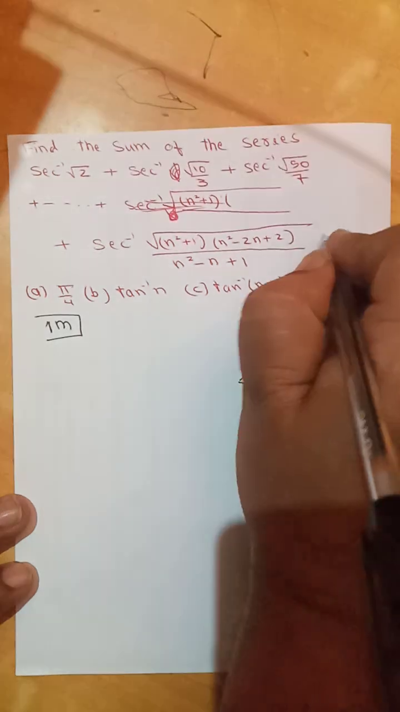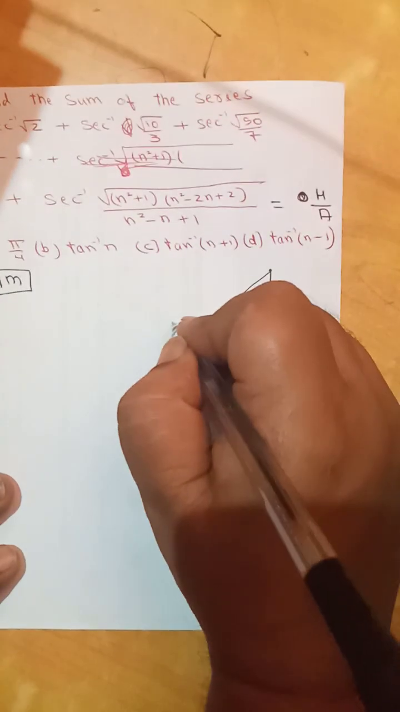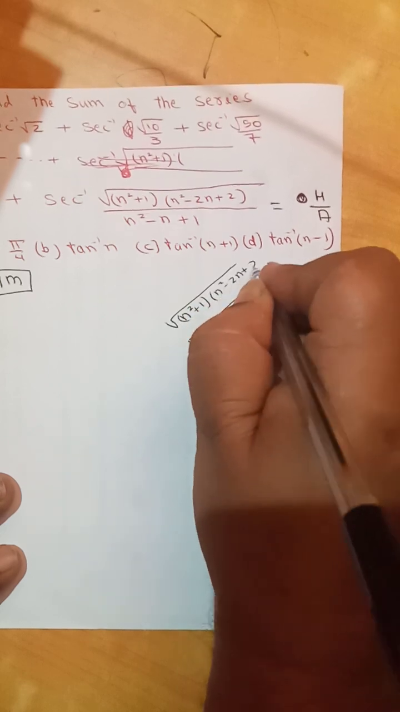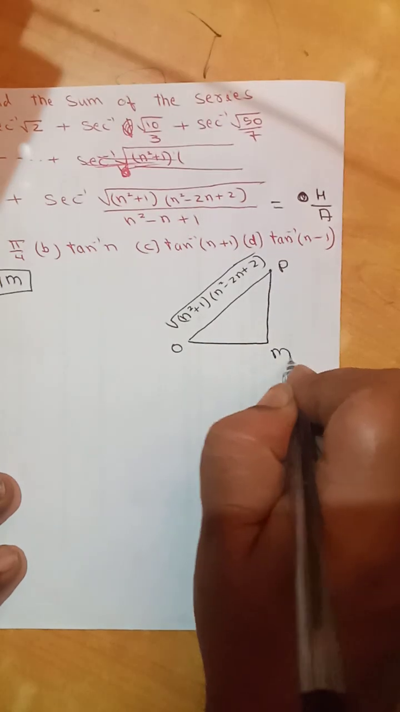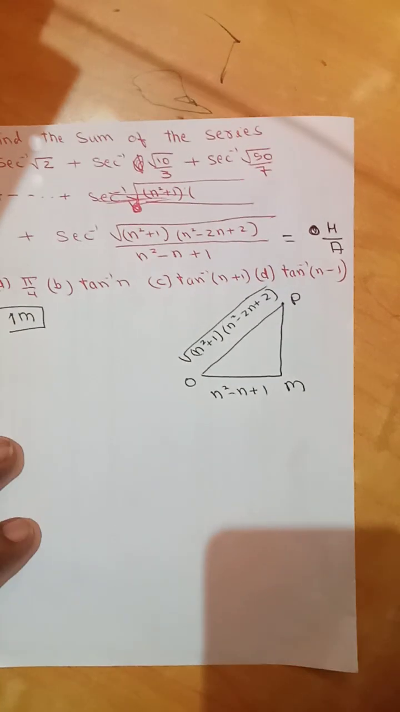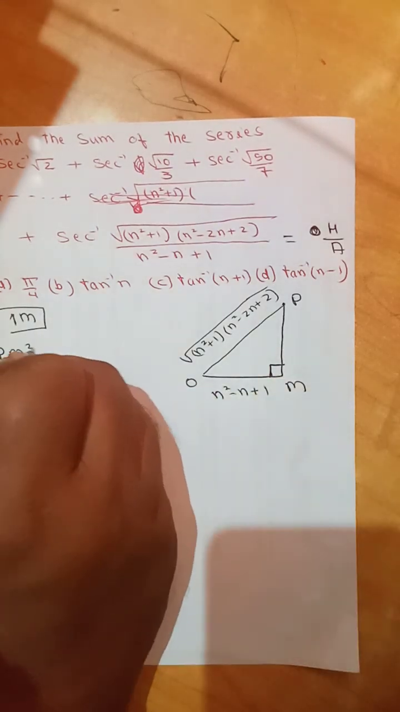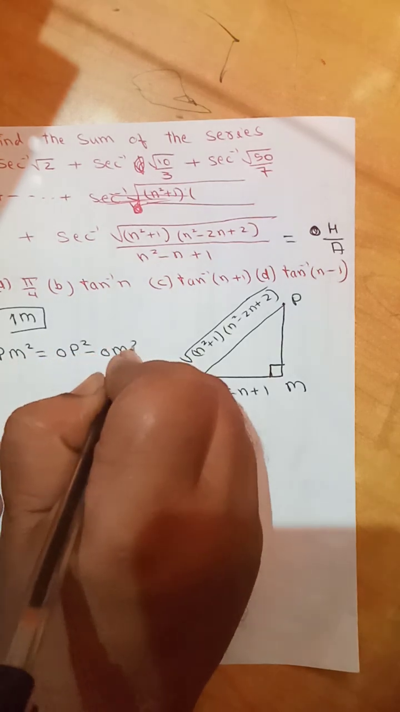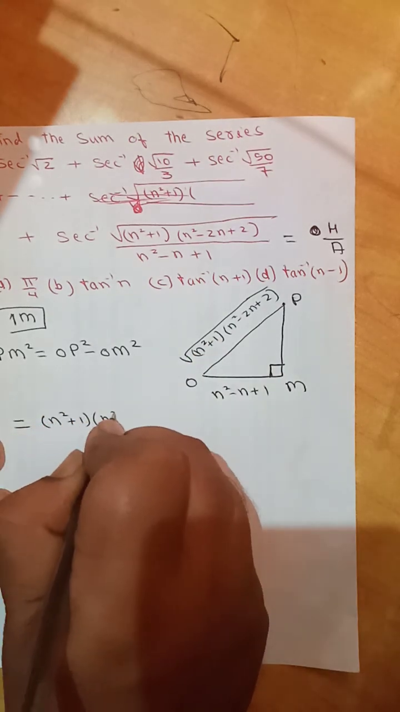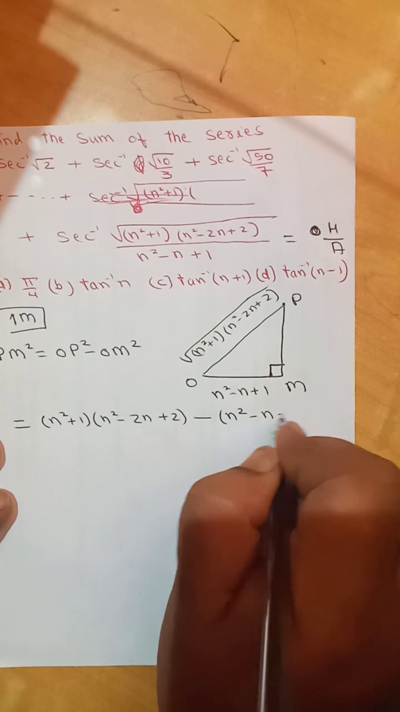So it is opposite, hypotenuse and adjacent. Sec inverse is equal to hypotenuse by adjacent. This term will be the square root of (n square plus 1)(n square minus 2n plus 2), which is OP, the hypotenuse, and n square minus n plus 1 is the adjacent, or base, OM. Now by Pythagoras theorem, PM square is equal to OP square minus OM square. I will write directly: OP square, removing the square root, is (n square plus 1)(n square minus 2n plus 2), minus OM square, which is (n square minus n plus 1) whole square.